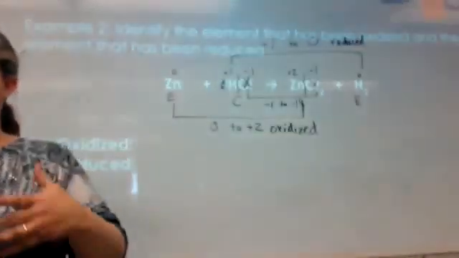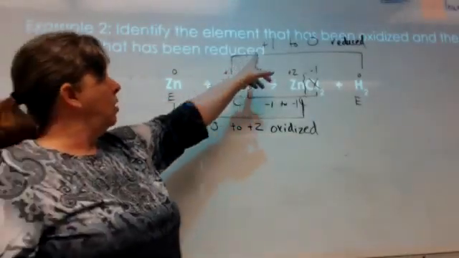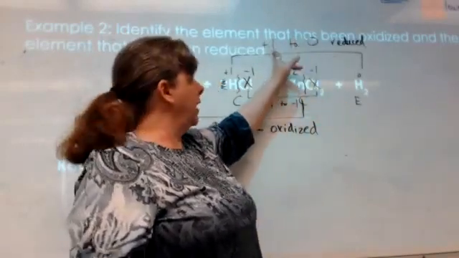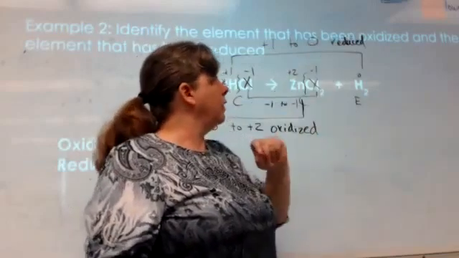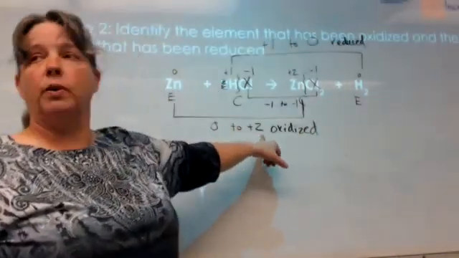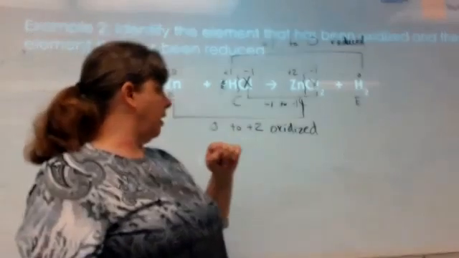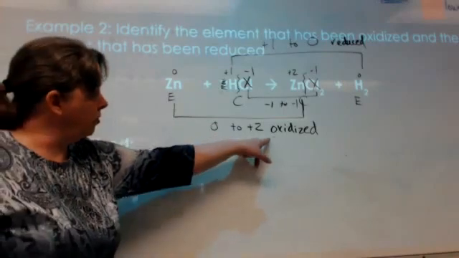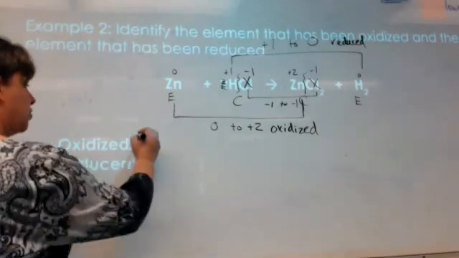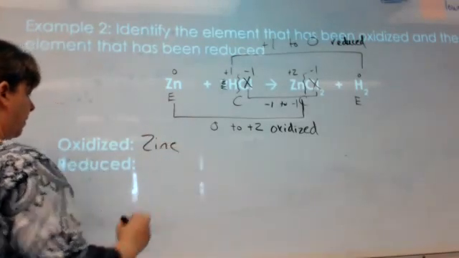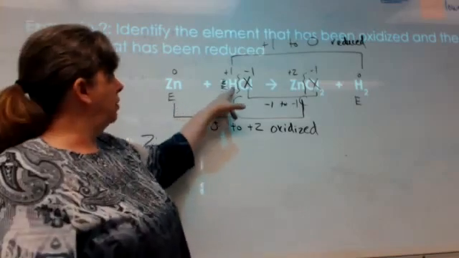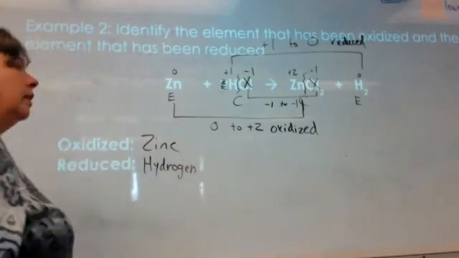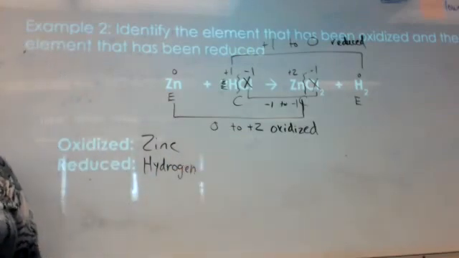Again, if you like the LEO says GER or the OIL RIG, when you go from +1 to 0, you are actually gaining an electron because you are getting lower, you are adding negatives. That's reduced. You are losing electrons when you become more positive. That is oxidized. So once you have identified the one that is oxidized, you go back and see which one it was attached to: zinc. Which one was reduced? Hydrogen. And that's what you have to do.